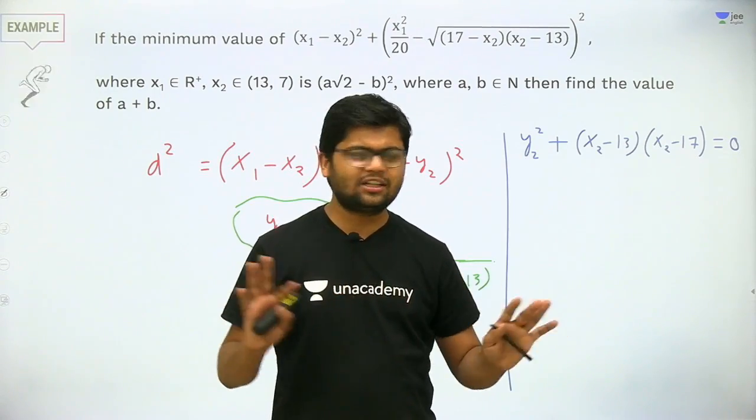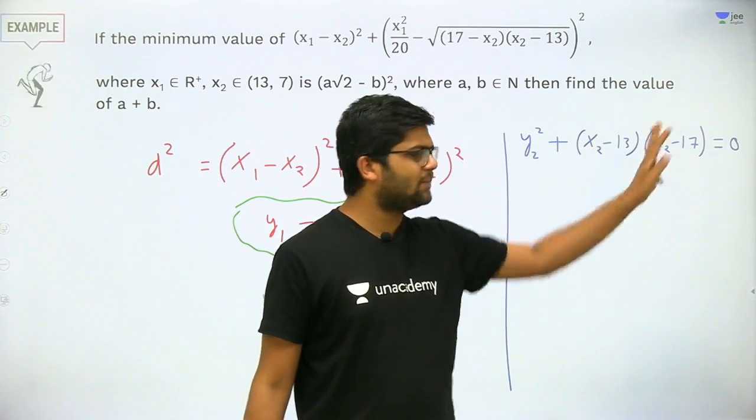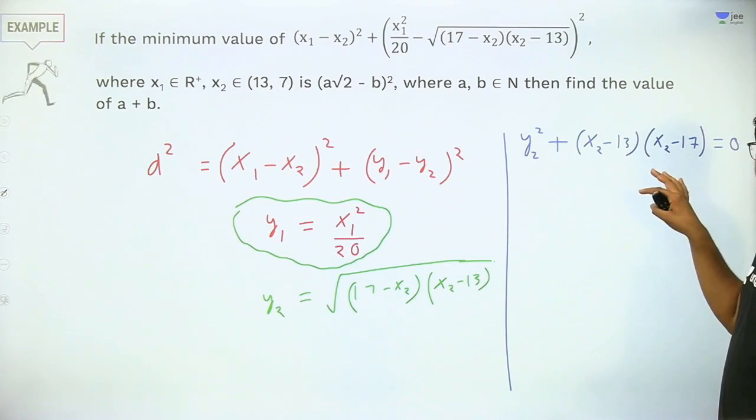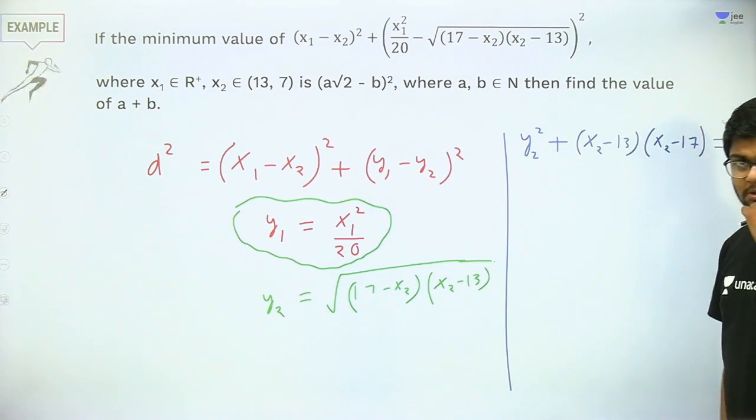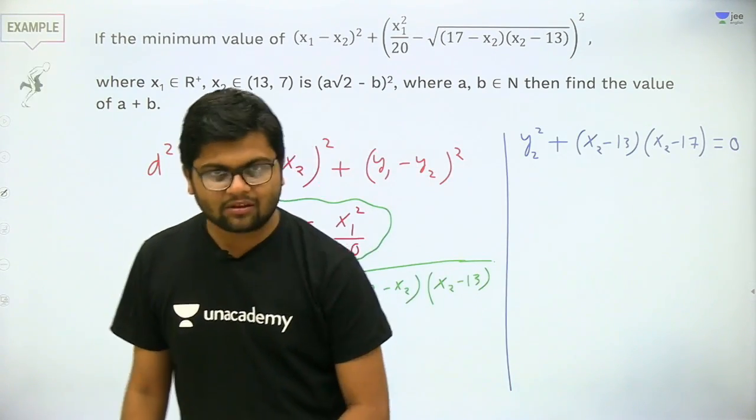So I am not interested in finding the equation, because that will take a lot of time. You have to multiply these things. So just understand this thing, that this is a circle with diameter ends 13, 0 and 17, 0, because this is the diametric form. Got my point? Yes or no? Very good.